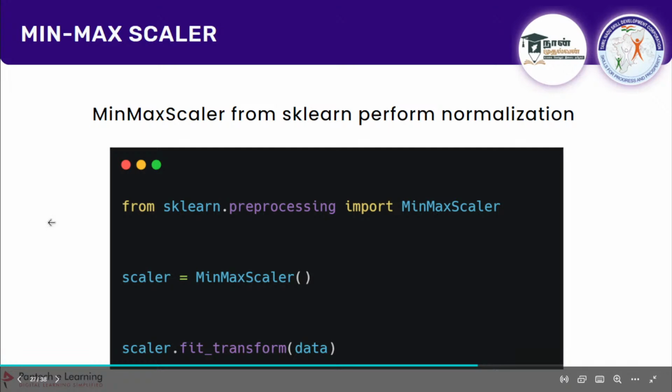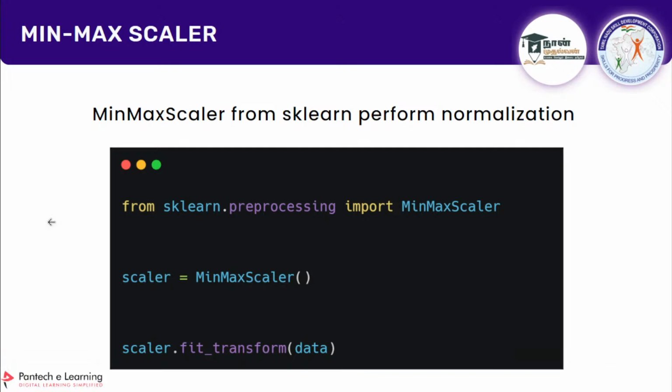Clear regarding MinMaxScaler? Regarding normalization, is it clear? Can we see a practical example?